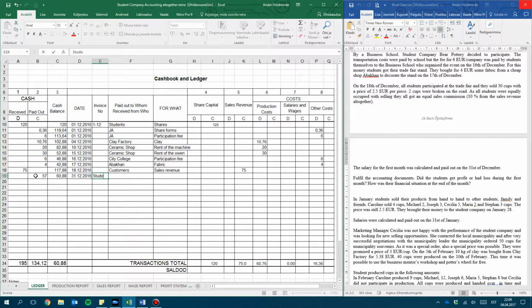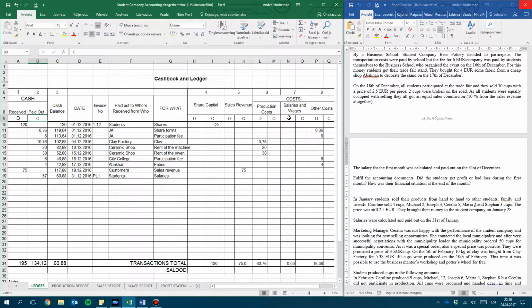It was paid to the students. Sorry, this is the invoice. And actually we can say it was based on pay list number 1. So let's add this one as well. And it was salaries, yeah? Salaries. And we have the salaries and wages account over here as well.